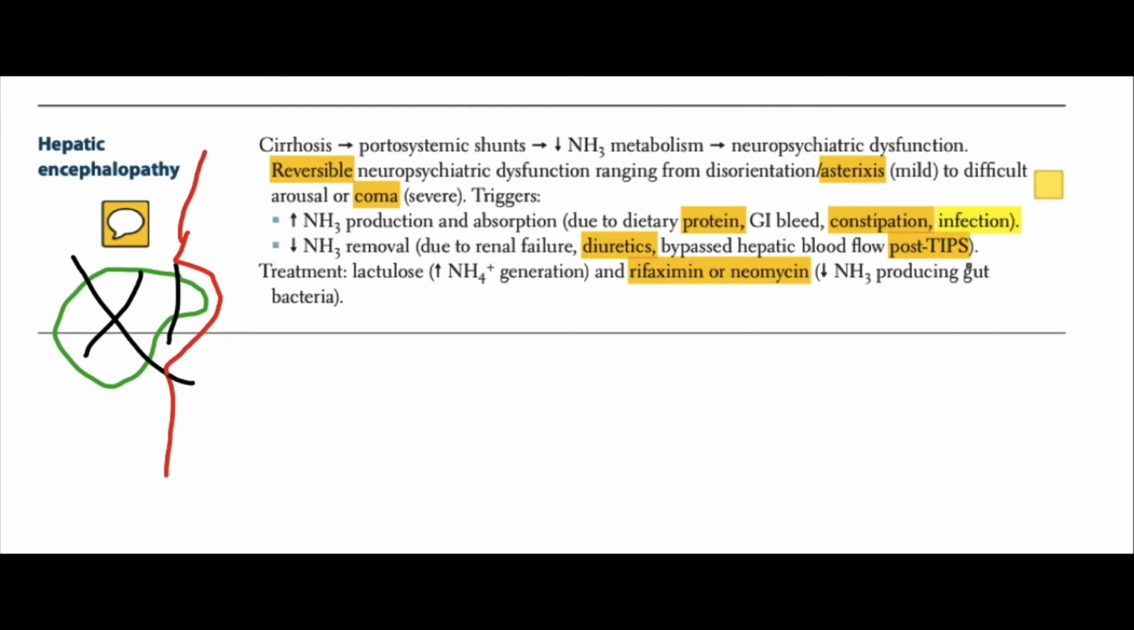The second condition is decreased ammonia removal from the body due to renal failure, diuretics, bypassed hepatic blood flow, or post-transjugular intrahepatic portosystemic shunts. When the liver is cirrhosed or in any such condition, we have to bypass the liver. So we internally put shunts between the portal vein and inferior vena cava, so that the liver can be bypassed.